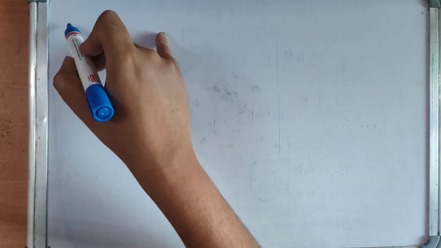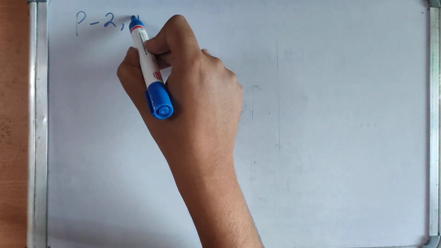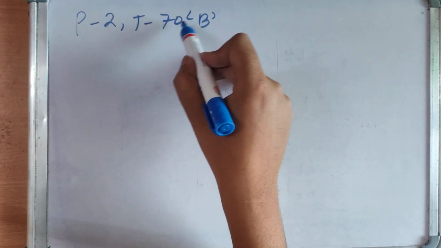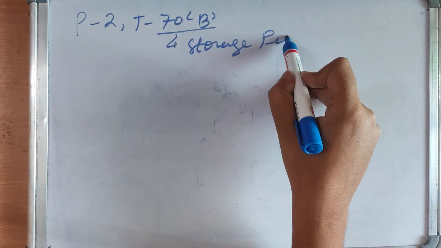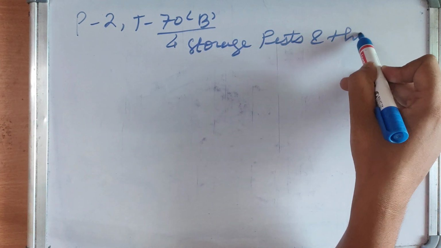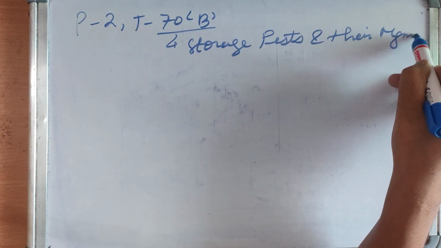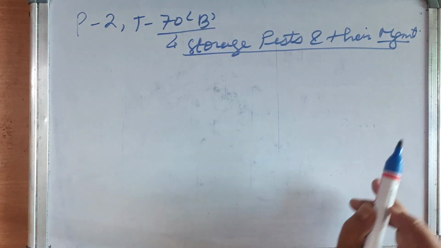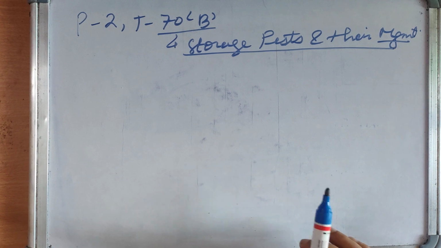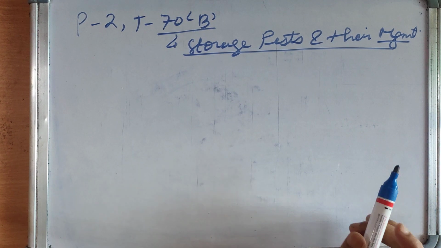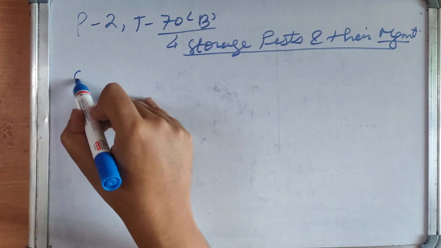So today we are going to discuss topic 70B of paper 2, that is the remaining parts of storage pests and their management. So what we will discuss first of all, the first topic of this session, is stored grain pests of rice.